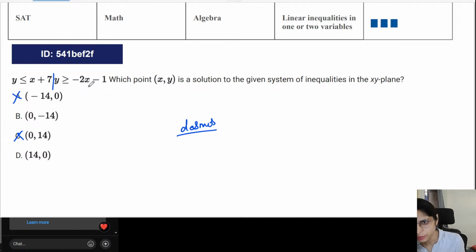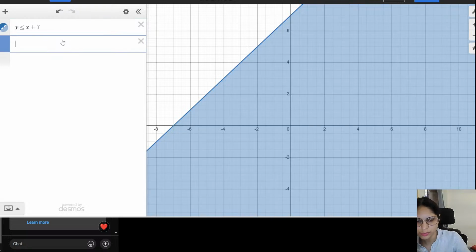Now you can check for the second one. 28 minus 1 is not lesser. No. Negative 14 is not greater. It should be option D. So this is without Desmos, but you can also go to Desmos and solve it.